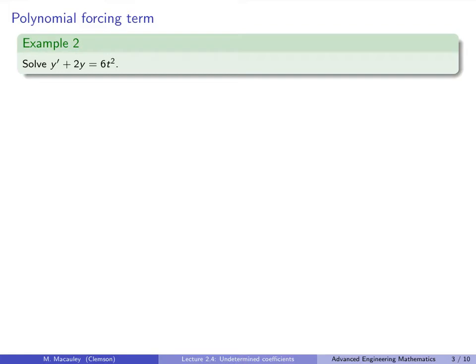Okay, so the homogeneous part is yh prime plus 2yh equals 0, and we know that the solution to that is c e to the minus 2t. Now the inhomogeneous part, this is a degree 2 polynomial. So we always guess that the particular solution has the same form as the inhomogeneous part. So that's going to be at squared plus bt plus c. So this is also a degree 2 polynomial.